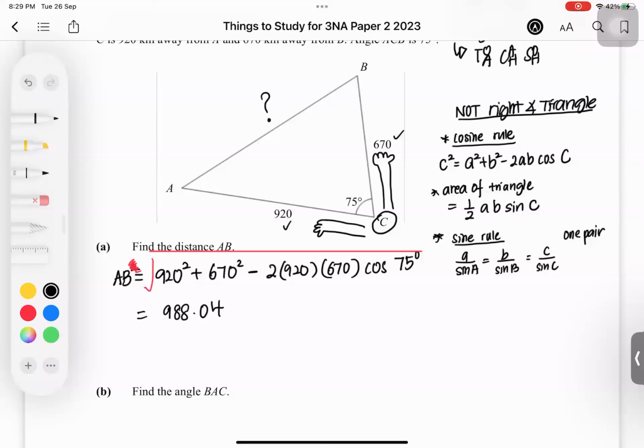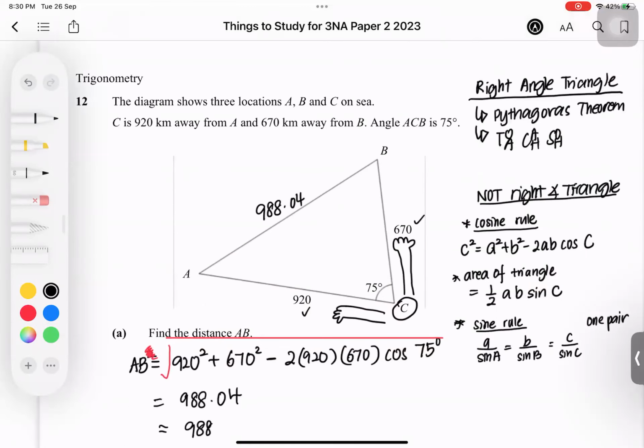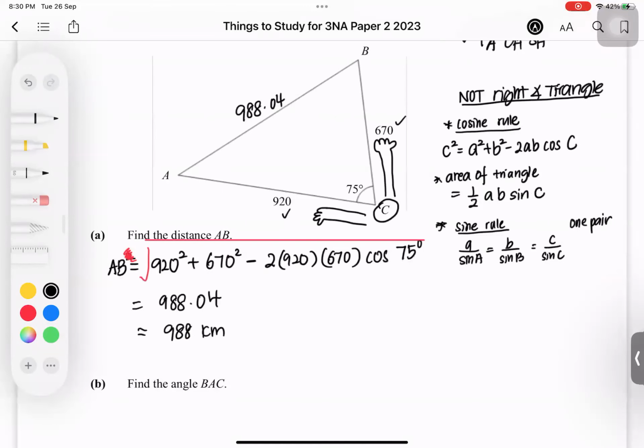Then square root. So this one, 988.04. Working 5 significant figures, final answer 3 significant figures. Round off to 988. What is the unit? Kilometer. 3 SF, is this okay? If your number is very long, then it becomes a heavy square root.